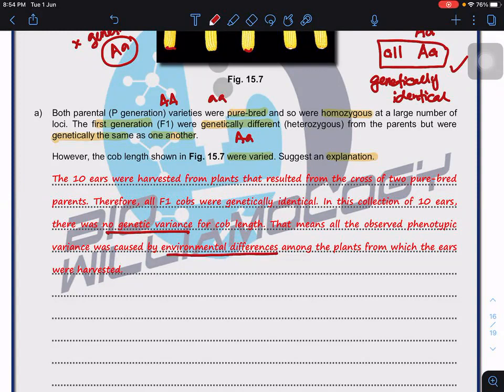Basically, when you plant them, the distance between the plants, or the nutrient distribution, or the soil pH may affect what we call the coat length. So in this case, it has nothing to do with genetics. Why nothing to do with genetics? Because they come from purebred parents. So it means that they are genetically identical, okay?